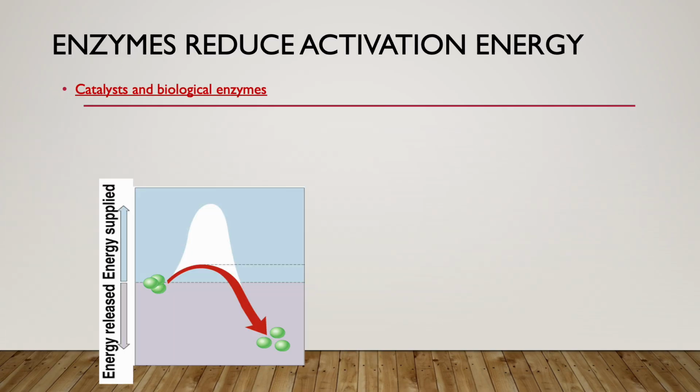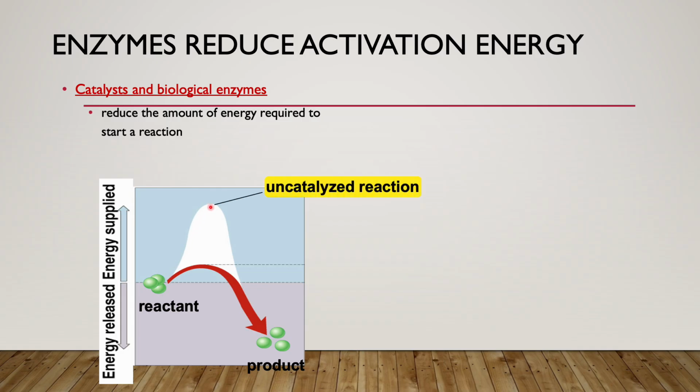Enzymes reduce the activation energy. Catalysts and biological enzymes are able to reduce the amount of energy required to start a reaction. So we have our reactants and we have our products. Remember, they have to take in enough energy for the reaction to begin. This white hill is representing the uncatalyzed reaction. So I have a very large amount for my activation energy. My activation energy goes from the reactants to the top of the hill.